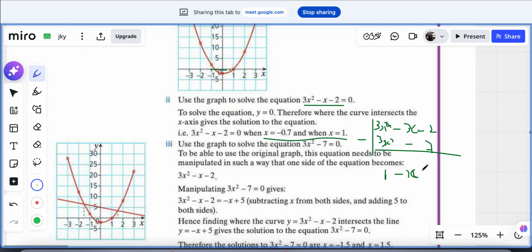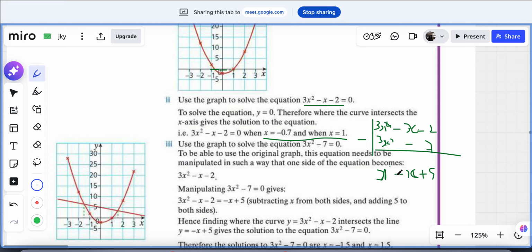Then minus 2 minus, you know there's a minus here. Minus 2 minus minus 7. That's minus 2 plus 7. Minus 2 plus 7 will be what? Plus 5. Minus 2 plus 7 is a positive 5.